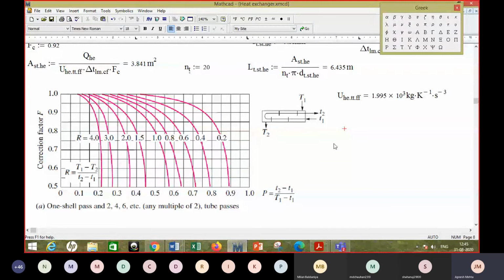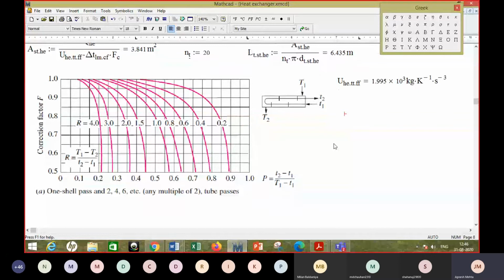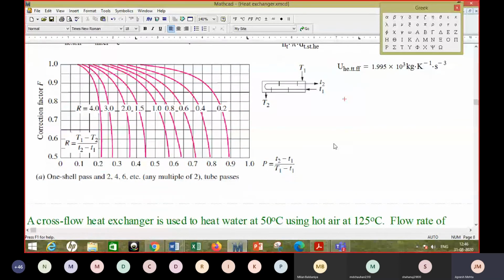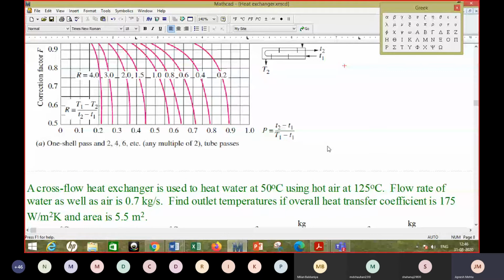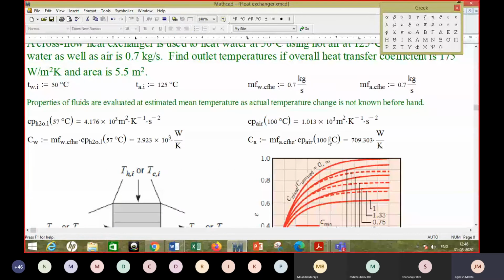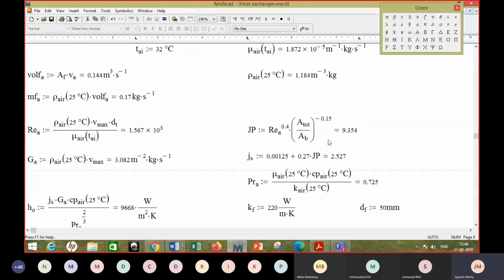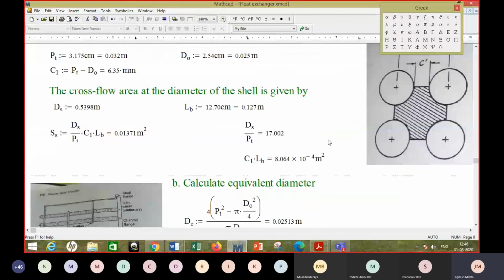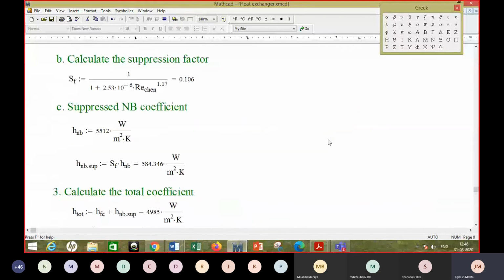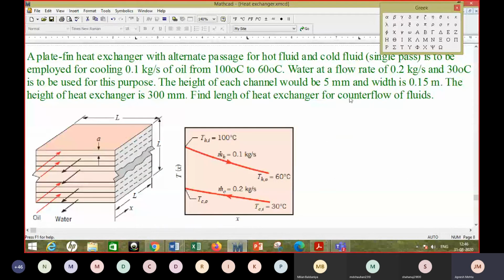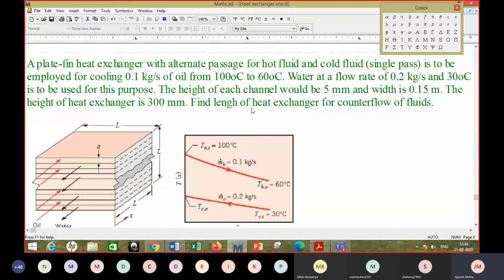We are also going to solve one more example with the same LMTD approach, but with another type of design of a heat exchanger. Let me show you that design. It is basically a plate type of heat exchanger. So I'm giving you the data for that plate type of heat exchanger. I hope you can recall what a plate type of heat exchanger is.